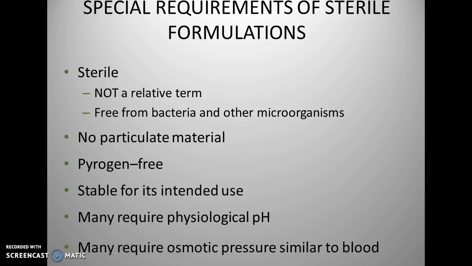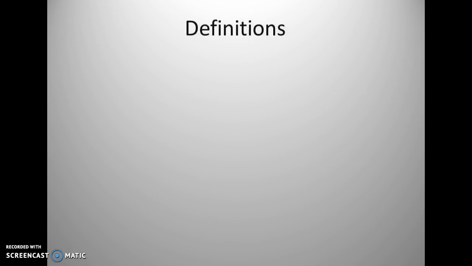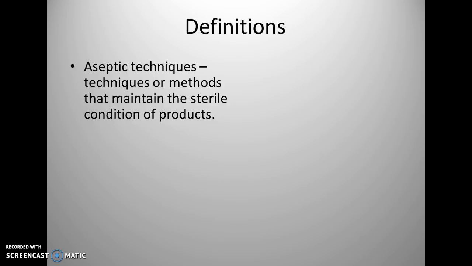And then it must have a certain osmotic pressure. When we talk about osmotic pressure, we're talking about the characteristic of a solution determined by the number of dissolved particles. Osmolarity is a unit of measure of osmotic pressure, expressed in terms of osmoles. Blood has an osmolality of approximately 300 milliosmoles per liter. Right? This is very important in terms of the special requirements necessary for sterile formulations.